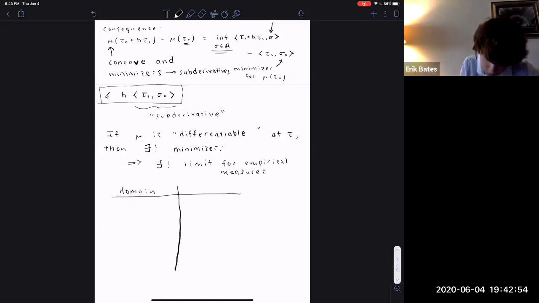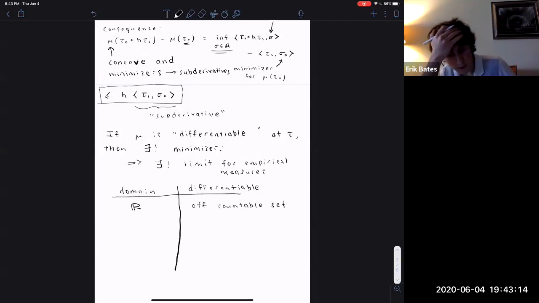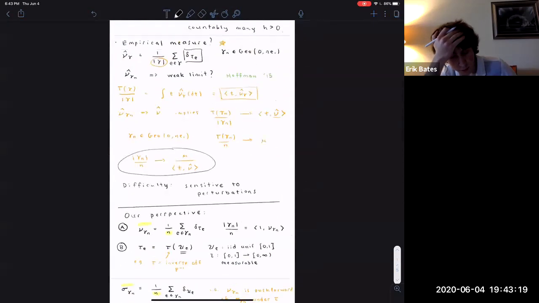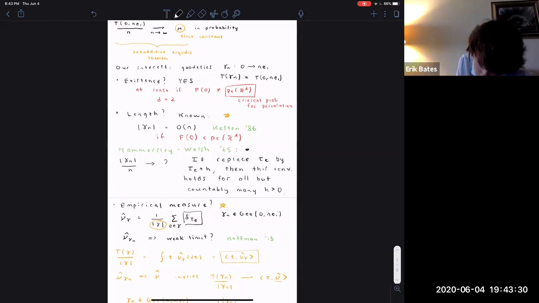differentiable function theory, or convex function theory. So if my domain is R, then on what type of set am I differentiable or guaranteed to be differentiable? Well, off of a countable set. And this should ring some bells because we were talking about exceptional sets that were countable earlier on in this question about geodesic lengths. In fact, you can infer now this theorem of Hammersley and Welsh precisely from this fact, where here, again, I've tried to use kind of suggestive notation. I was perturbing by h.